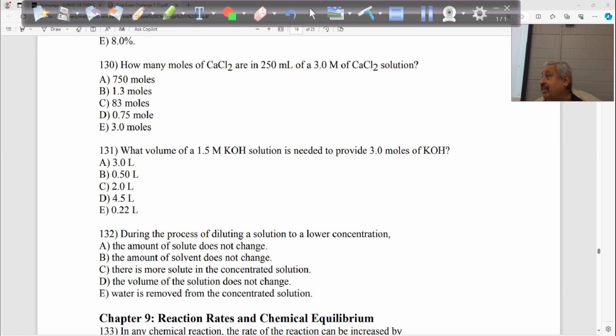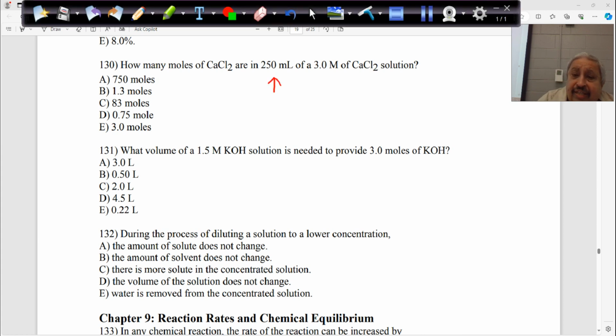We did this one here in the lab. Anytime I need moles and I have the molarity and a volume, I have to multiply the volume with the molarity to get the moles. That's it. The only issue here is that molarity is mole per liter, correct? That's the unit, 3.0. However, this one is in milliliters, so I have to convert it to 2.50 liters. I have to convert this one here.